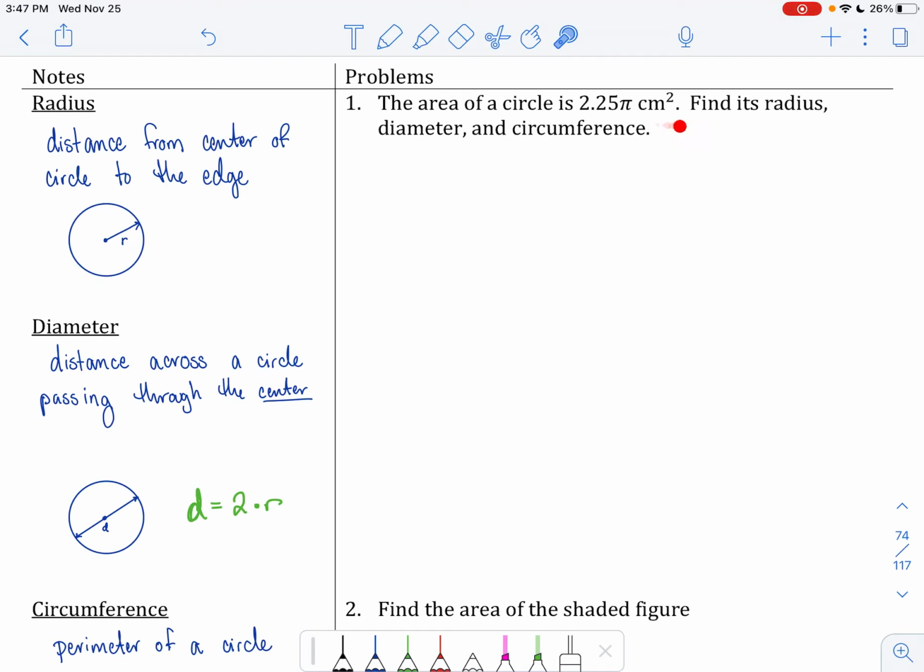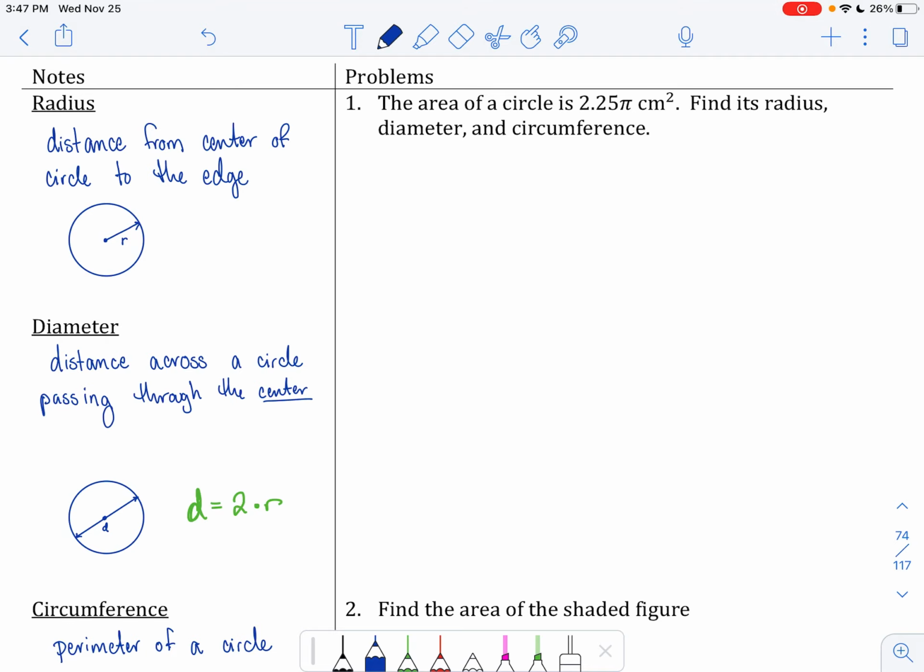Leaving it in terms of pi is great because it means that you don't need a calculator because you're not multiplying by 3.14. Also, it's more accurate since pi is not actually equal to 3.14. It's just kind of close to 3.14. So leave it in terms of pi when you don't have a calculator.